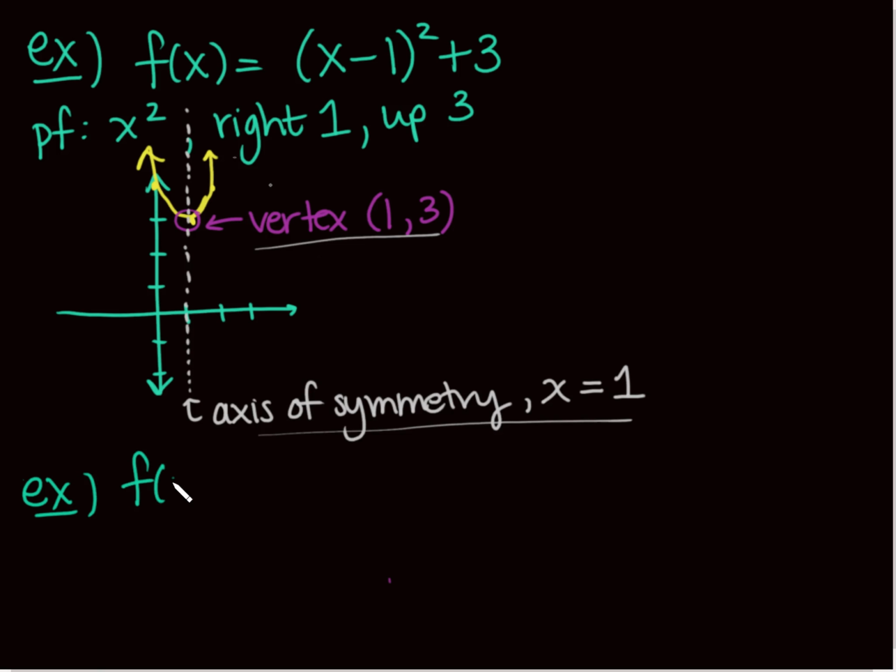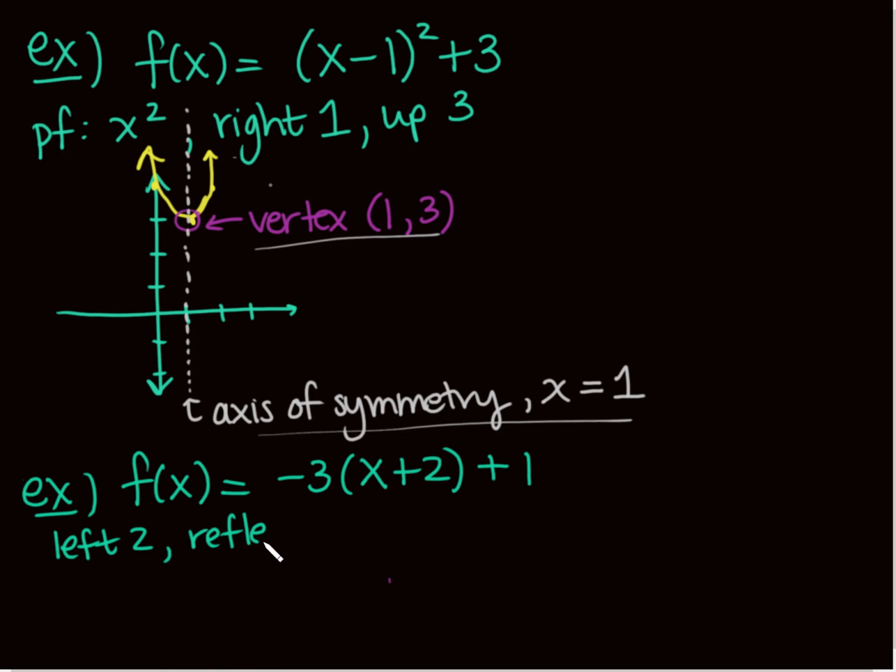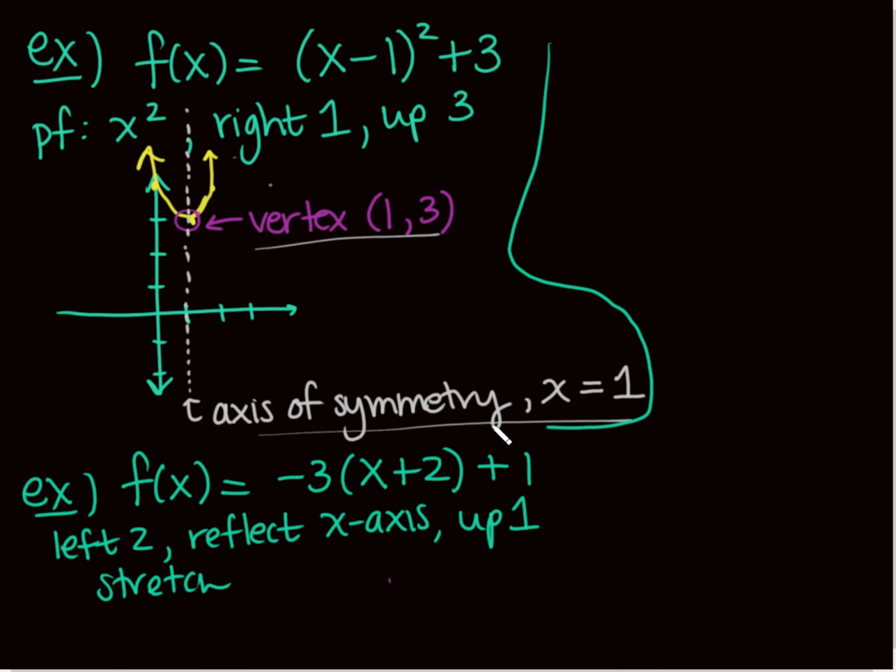Another example, what if we had f of x equals negative 3 times (x plus 2) squared, and then let's do plus 1, okay? So what do I know? I know the parent function is x squared. I know this is to the left 2. This is reflected about the x-axis, right? So this guy's going to open down, and it's up 1, and it's a stretch with that 3, okay? So I know I'm going to go left 2 and up 1.